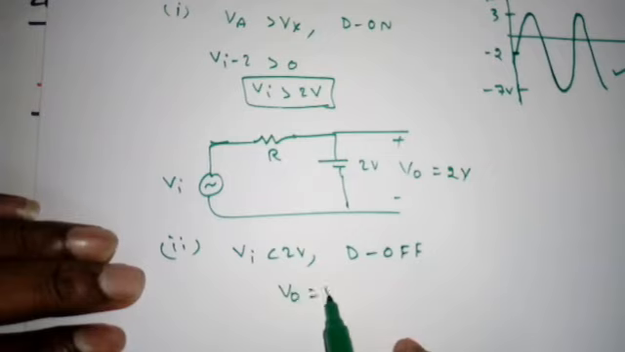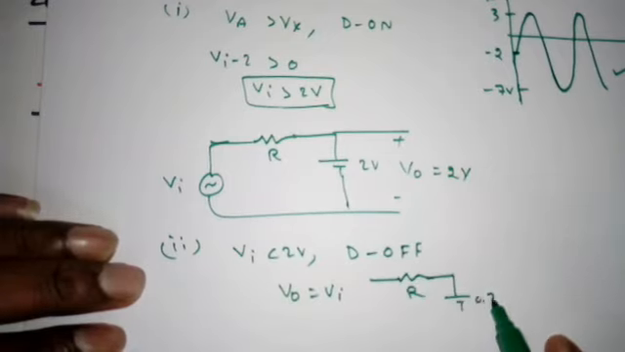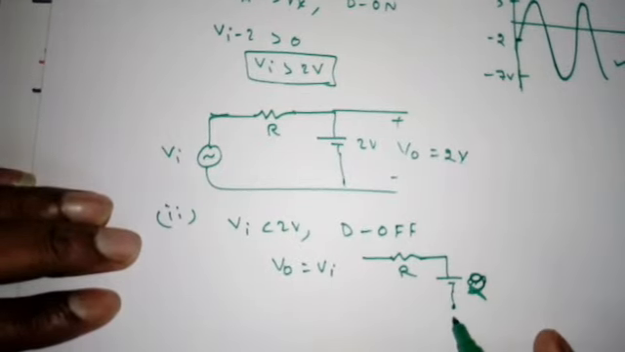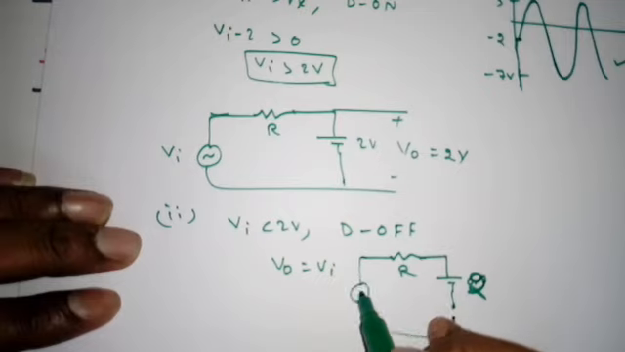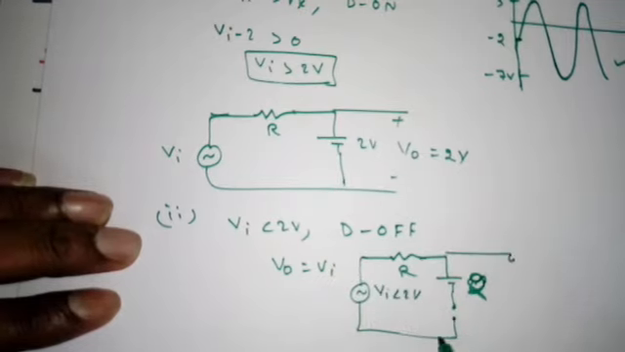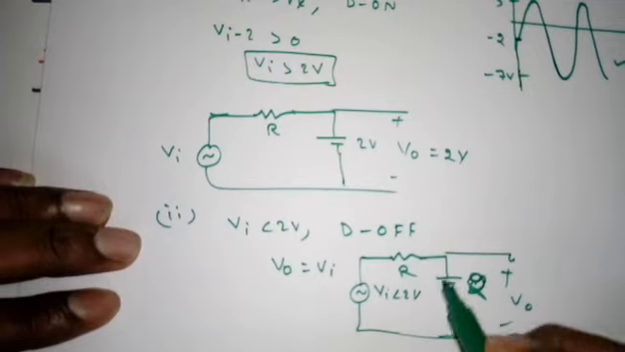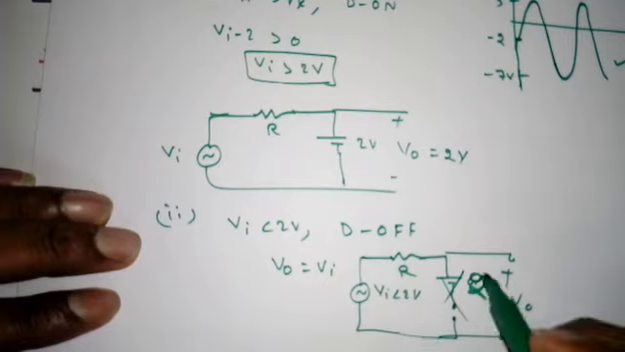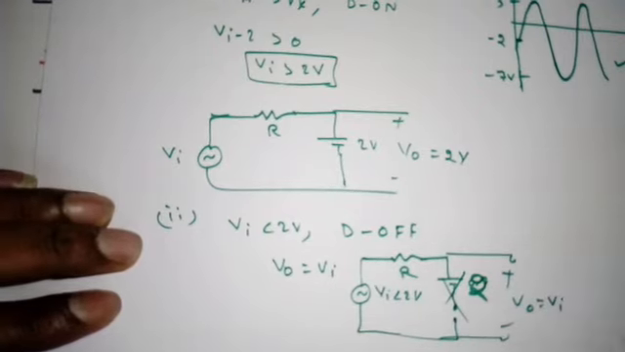The other case: when Vi is less than 2 volts, diode D will be off. That means V0 is equal to simply Va. The circuit will be like this: R, 2 volt open circuit. This is Vi but less than 2 volts. Now tell me what is V0? Open circuit, no current flows, so neglect this path. Simply V0 is equal to Vi.